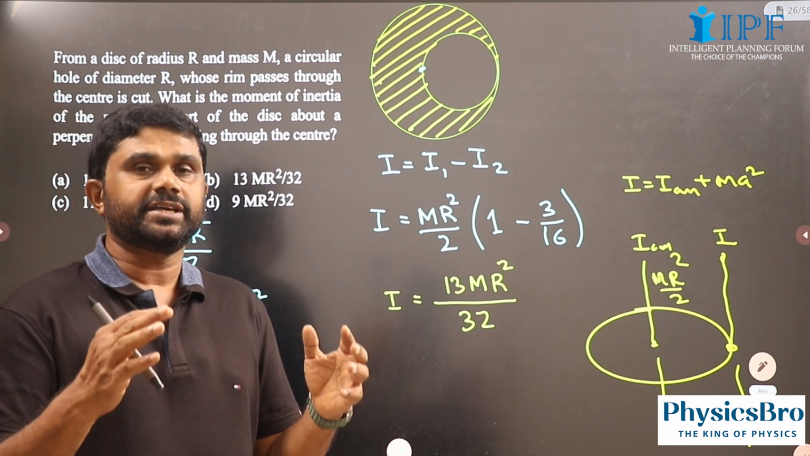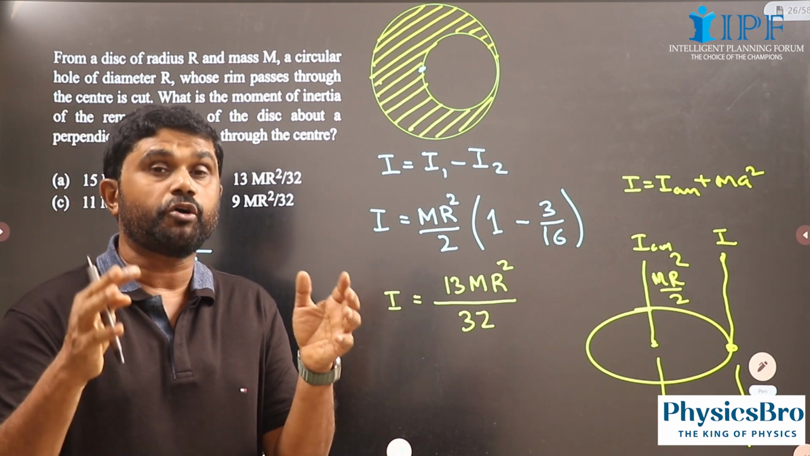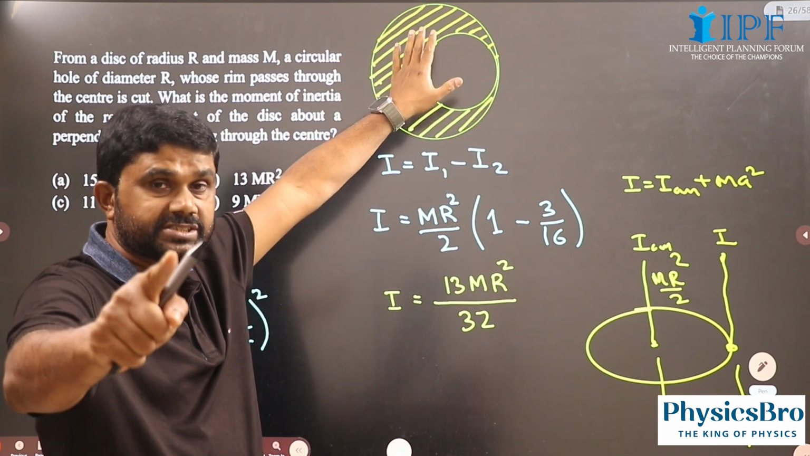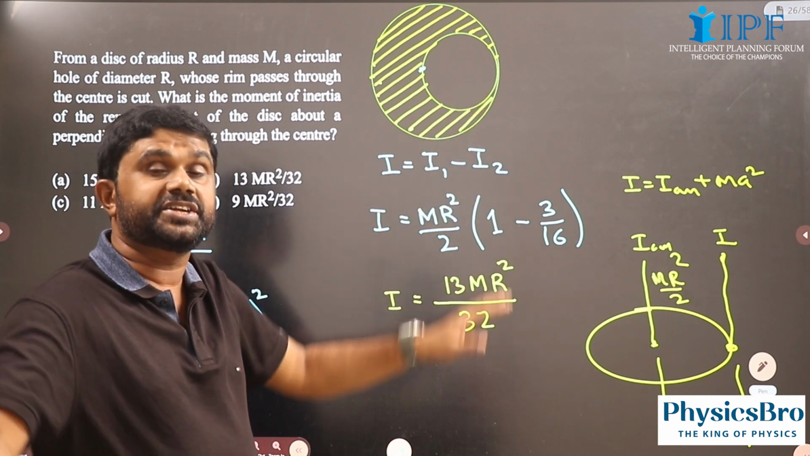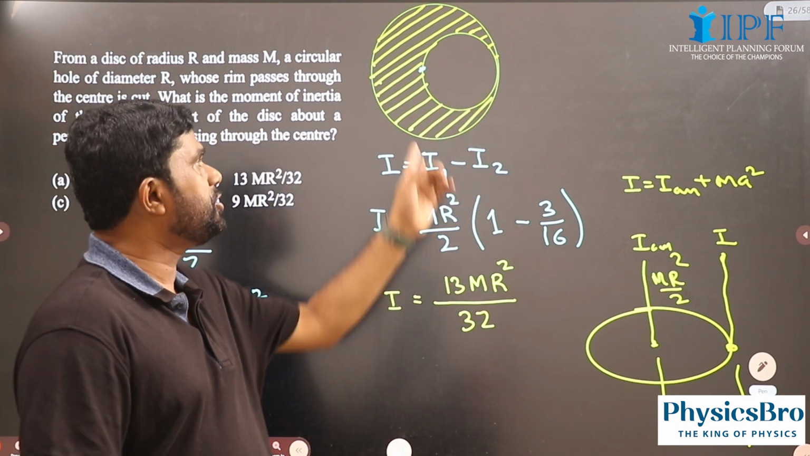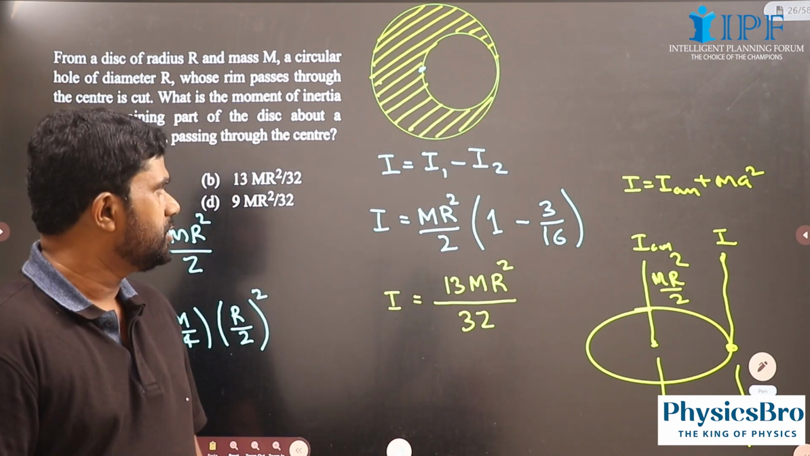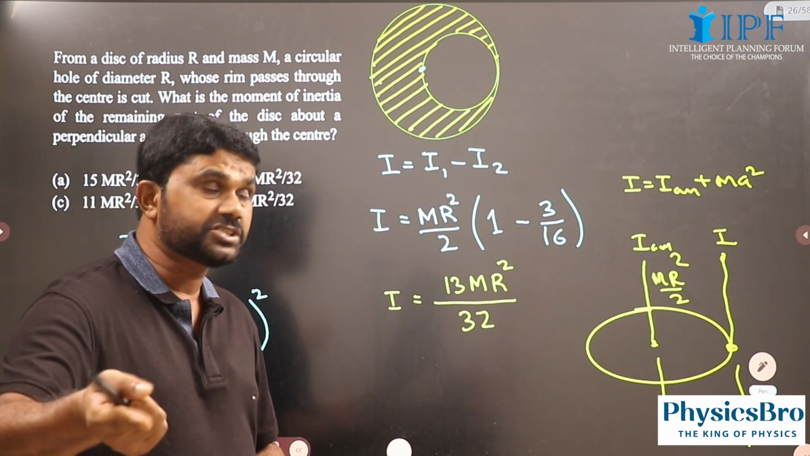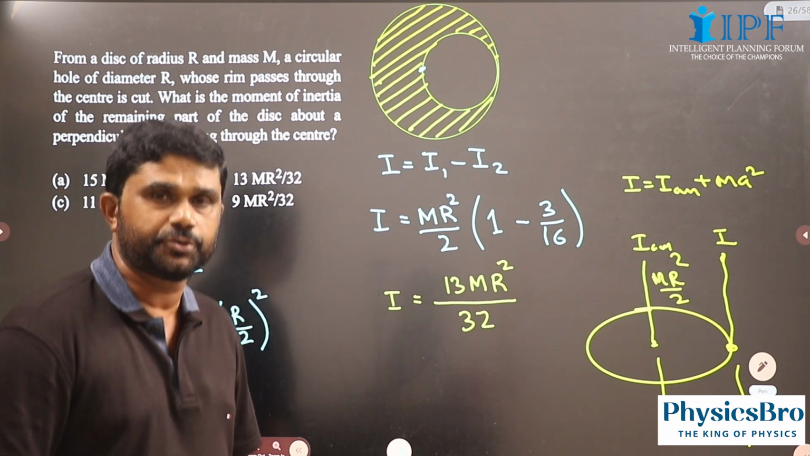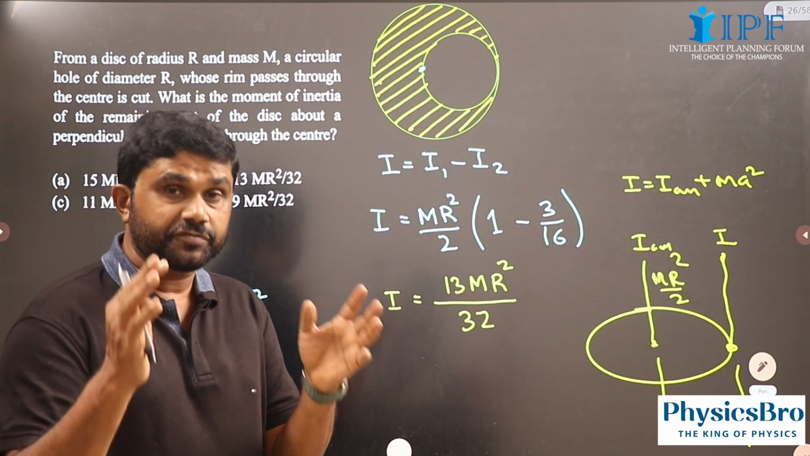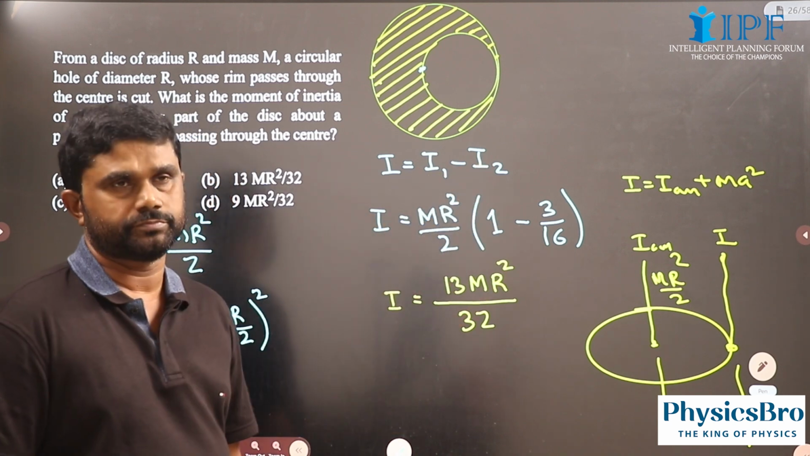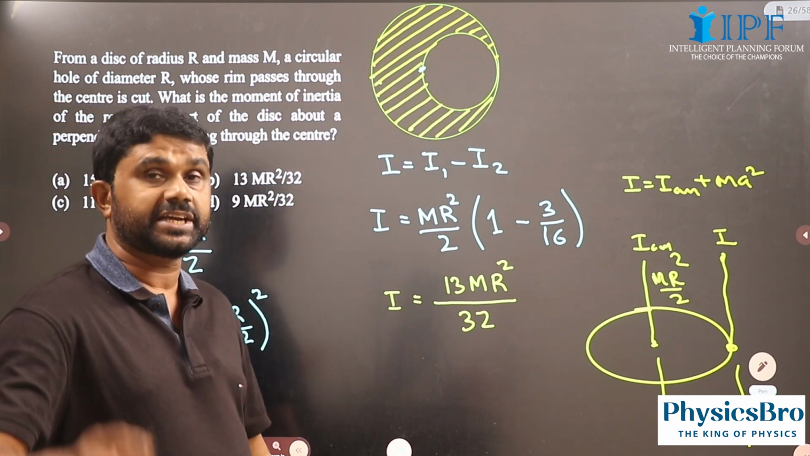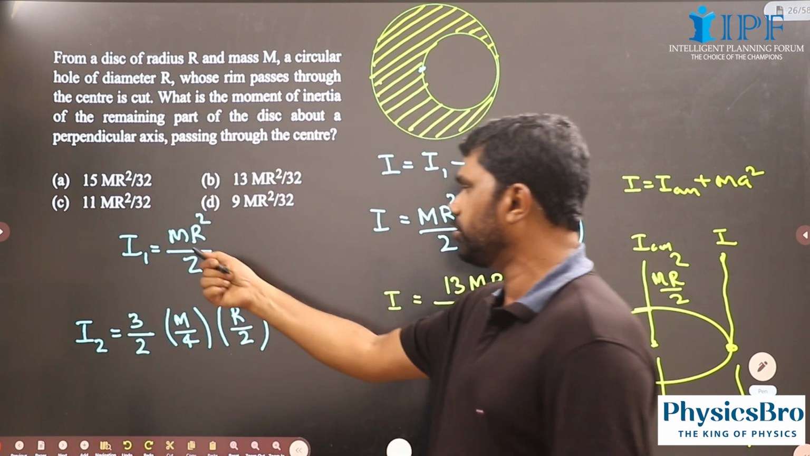Now see, the moment of inertia of the remaining part is the moment of inertia of the original disc minus the moment of inertia of the removed disc. What is the moment of inertia of the original disc? Let it be I1. The moment of inertia of the removed smaller disc, let it be I2. So the moment of inertia of the remaining part will be I1 minus I2. I1, the moment of inertia of the original disk, is MR square by 2.